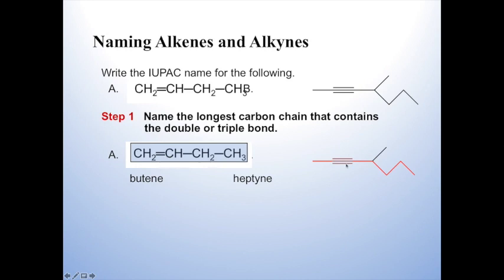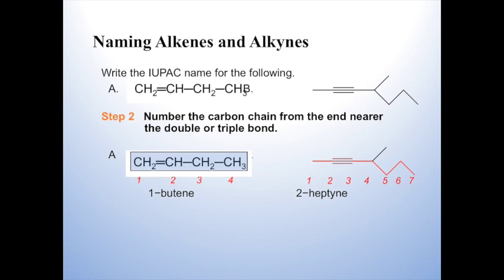And then this one here, if you count the number of carbons, there's 1, 2, 3, 4, 5, 6, 7, which is the longest chain, making this what normally would be heptane, but then it's actually heptyne because there's a triple bond.